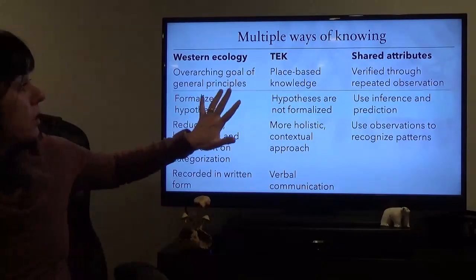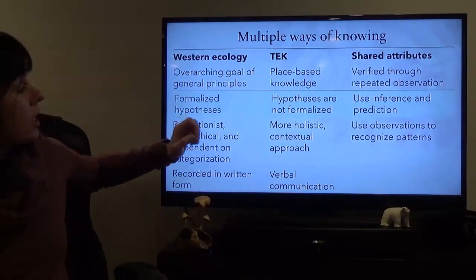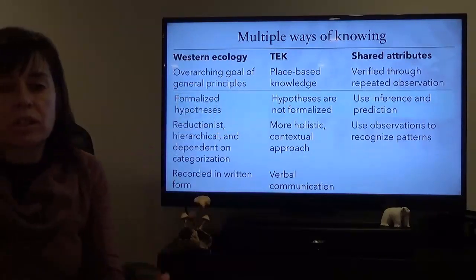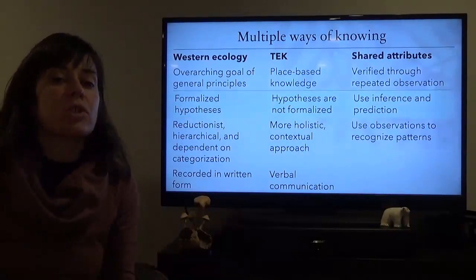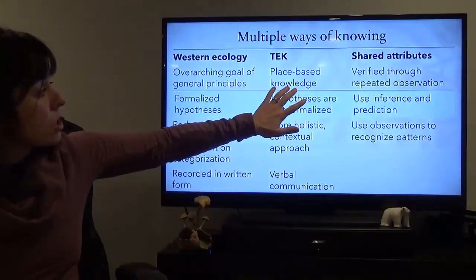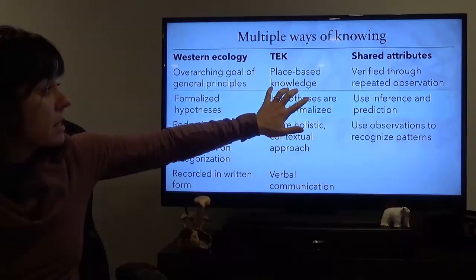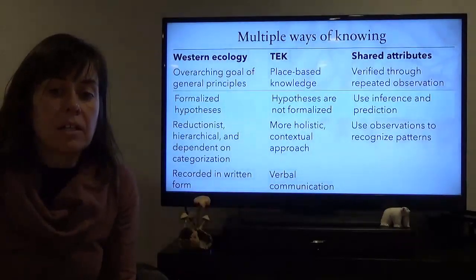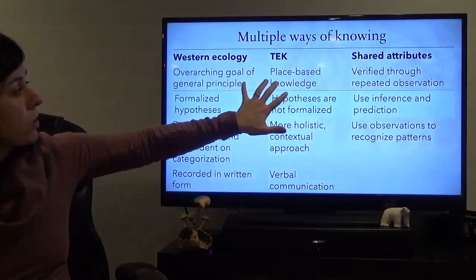Okay, so just to do a little bit of a comparison between traditional ecological knowledge and Western ecology, when we think about Western ecology, it has an overarching goal of generalization. So we want to take knowledge that we gain from a particular system and be able to extrapolate that to larger spatial domains or larger temporal domains. In contrast, traditional ecological knowledge tends to be much more place-based. These traditional knowledge holders are really focused on the lands that they are working and living and harvesting on, and that is where the focus is with traditional ecological knowledge.